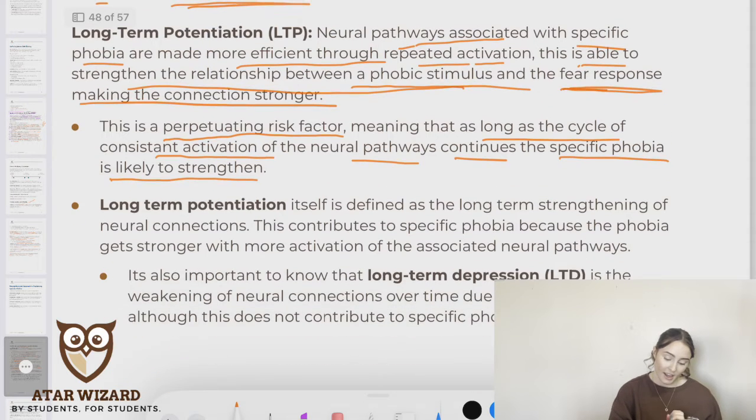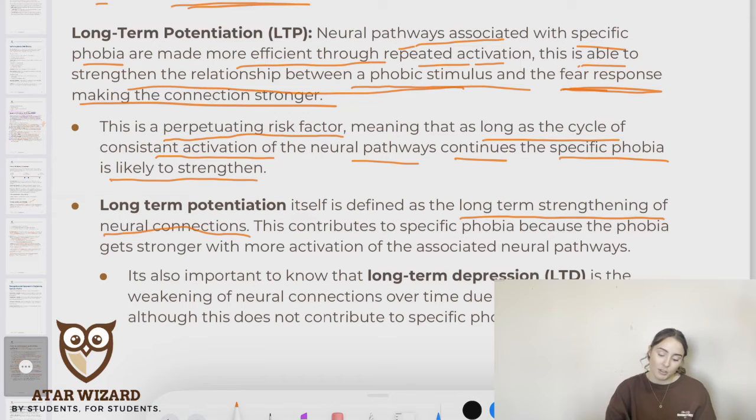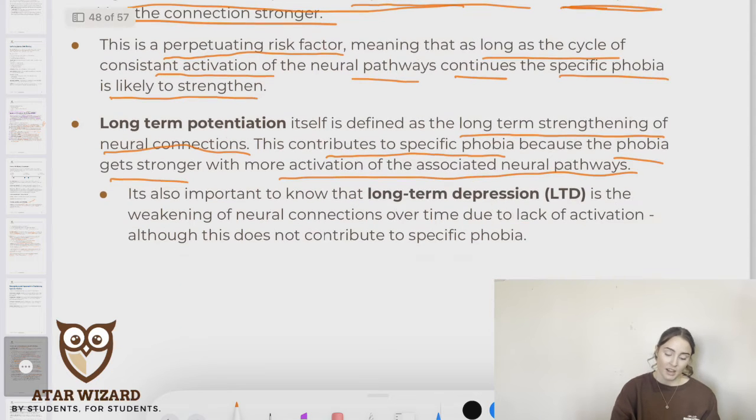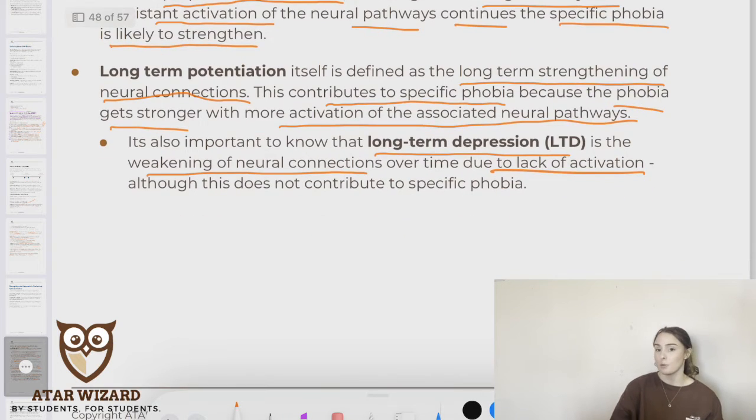So again, long-term potentiation itself is defined as the long-term strengthening of neural connections, as we spoke about before. It contributes to specific phobia because the phobia gets stronger with more activation of the associated neural pathways. And it's also important to know that long-term depression is the weakening of neural connections over time due to the lack of activation. So long-term depression is the opposite of long-term potentiation. So neural pathways aren't used, they're not activated, and they're pruned as a result of that. So they no longer exist.